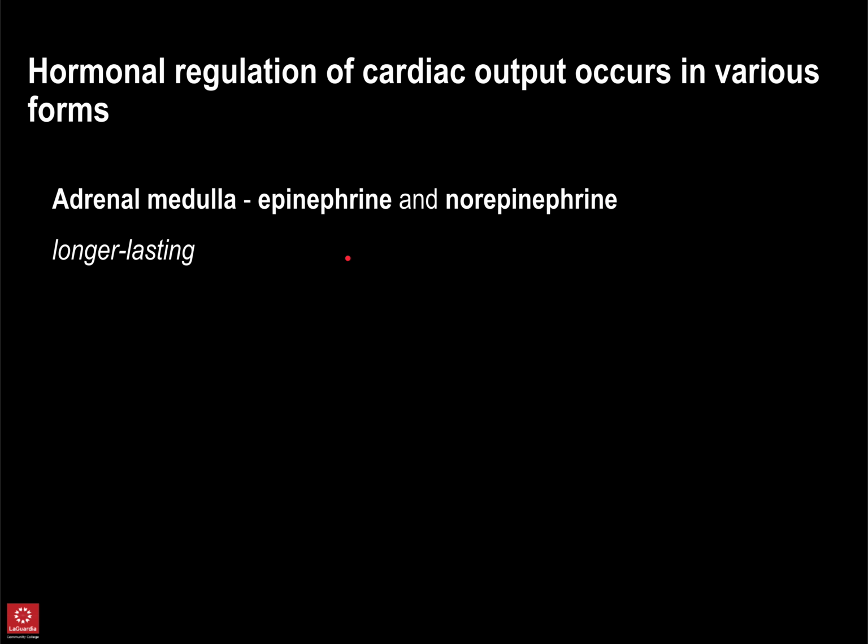And hormonal regulation of cardiac output occurs in various forms. So the adrenal medulla is activated by sympathetic nervous system, and in response it secretes the hormones epinephrine and norepinephrine into the bloodstream. Hormones have the same effects as the sympathetic nervous system neurotransmitters, but the effect is longer lasting than sympathetic stimulation.